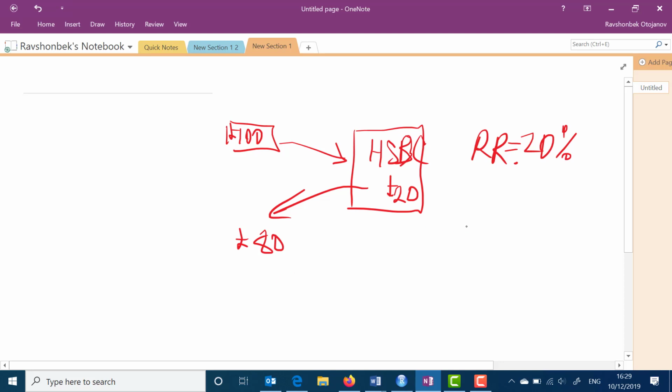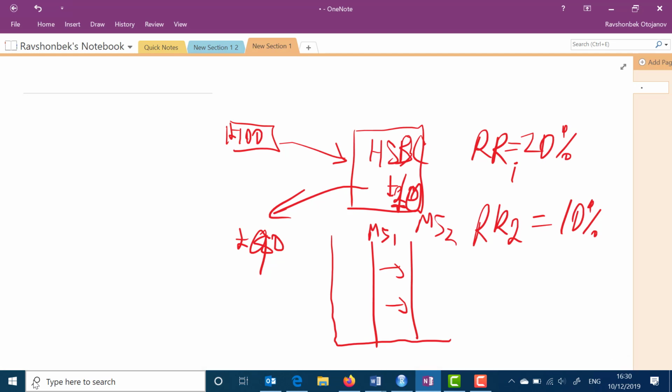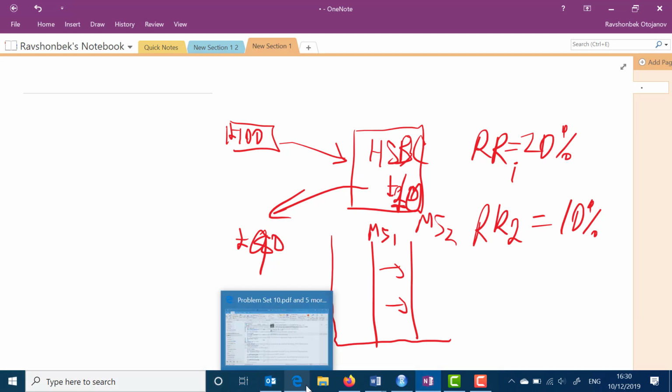Now, let's say the reserve requirement is 10%, which declined. That means from every £100 deposit, HSBC now withholds only £10, keeps it in the central bank reserve account, then gives out £90. You see, money supply now increased by £10 in circulation, which means a shift in money supply to the right. Yes, money supply shifts to the right because of that operation. So more money will be circulated in the economy as a result.